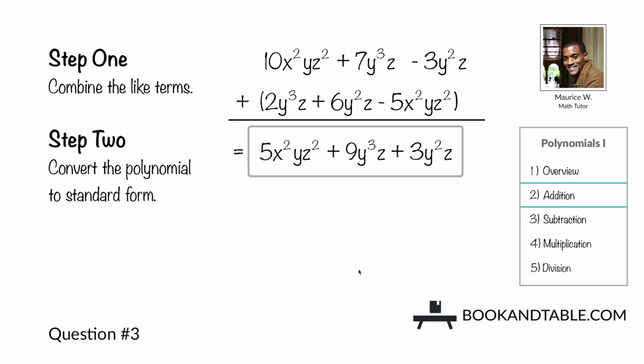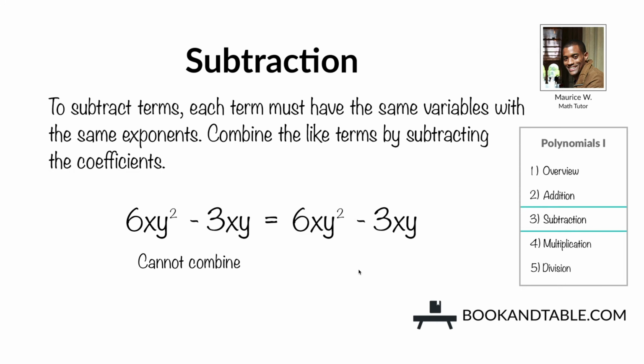So that is how we go about adding polynomials. Let's now discuss how we go about subtracting polynomials. To subtract terms, each term must have the same variables with the same exponents, and you combine the like terms by subtracting the coefficients. So for example, if we had 6xy squared minus 3xy, we would not be able to simplify that any further because the exponent of y here is 1 and the exponent of y here is 2, so we cannot combine these two terms.